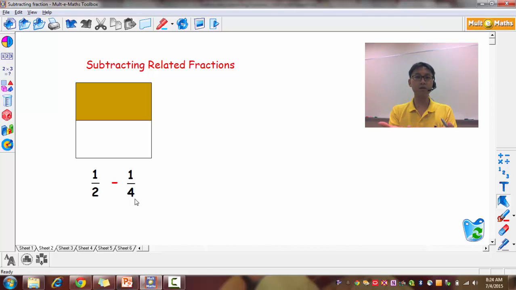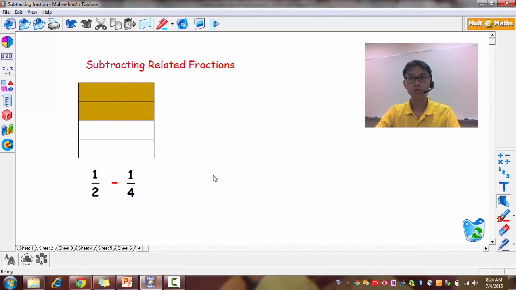If I have half a pizza and I give you 1/4 of the pizza, what am I left with? That's not easy. So let's try and change. Remember, fractions can be changed, and that's what we call equivalent fractions. So half, can I make it into a quarter? Yes, I can. I can further subdivide this to make 4 parts, and it will look something like this. So now I've changed my half into 2 out of 4.